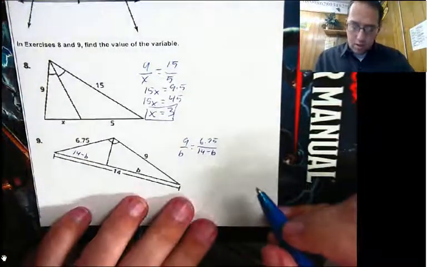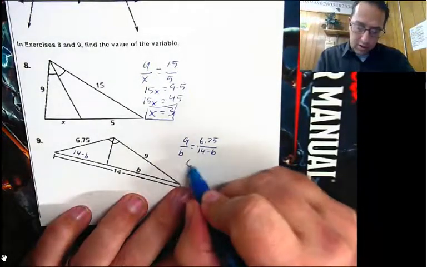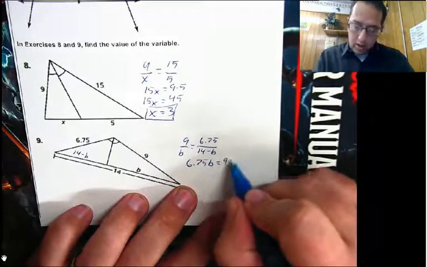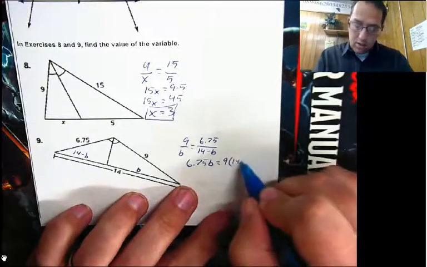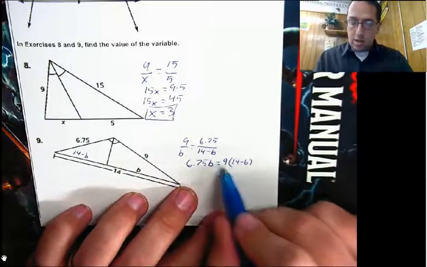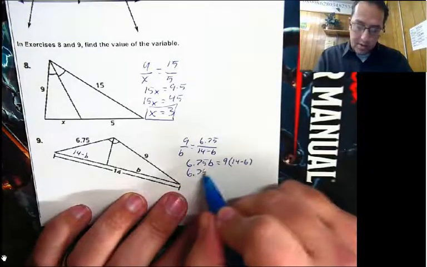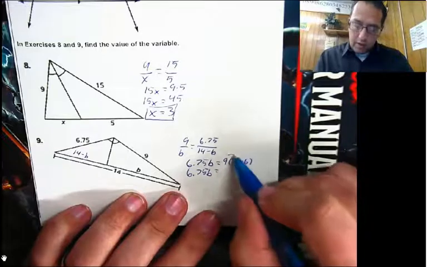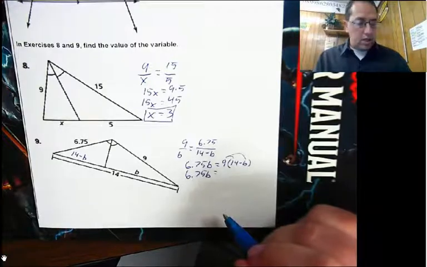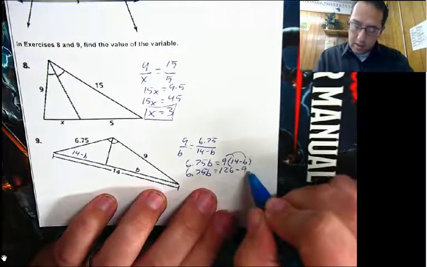Okay, so cross products again. Over here, I'm going to have 6.75b. And here, I have 9, and then in parentheses, 14 minus b, because it's 9 times this entire thing, not just the 9 times 14, 9 times the 14 minus b. All right, so I'll just bring this down because I'm not going to do anything with that yet. Over here, I do need to distribute. And 9 times 14, that is going to be 126 minus 9b.